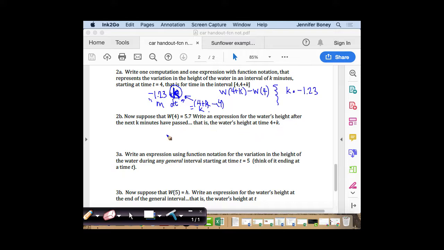Kind of same as before. I say, oh, well, y initial plus my change, mdx. Just this is general letters y's and x's instead of the ones from specifically this problem. But the beginning of the interval at time 4, the height was 5.7. And then afterwards, well, I'm going to write minus instead of plus, we went down by 1.23 centimeters per minute for K minutes. So this would be an expression for the height of the water K minutes later, which would be time 4 plus K, since the beginning is time 4.